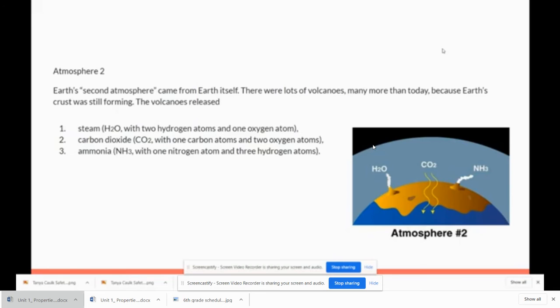So in the beginning, there were a whole lot of volcanoes on Earth, many more than there actually are today, because at that time Earth's crust was still forming. Those volcanoes, when they erupted, they released steam in the form of H2O, or water, with 2 hydrogen atoms and 1 oxygen atom. They released carbon dioxide, or CO2, which is 1 carbon atom and 2 oxygens. They released ammonia, which is NH3, that is 1 nitrogen atom and 3 hydrogen atoms. So those were the main gases in the atmosphere for Earth's second atmosphere.